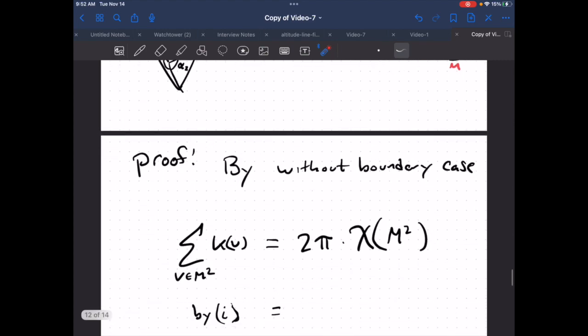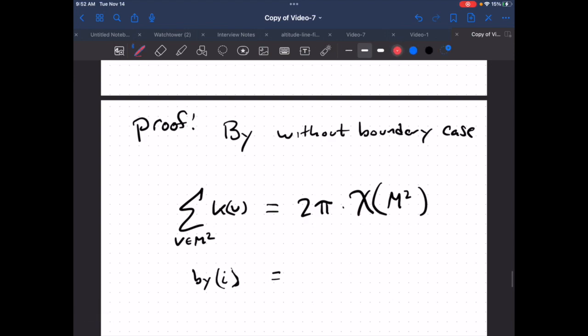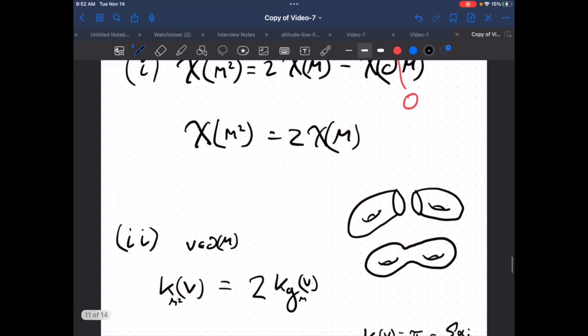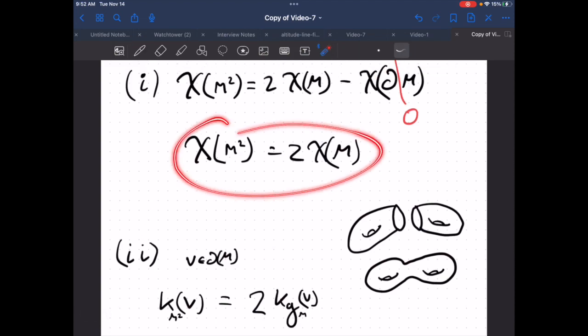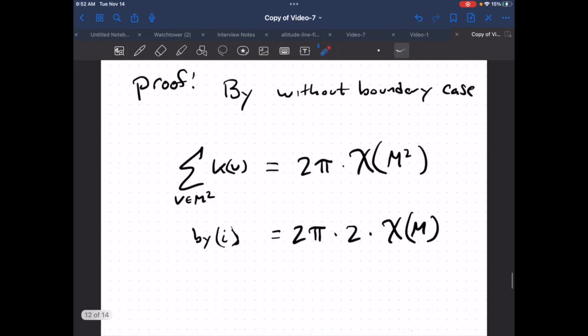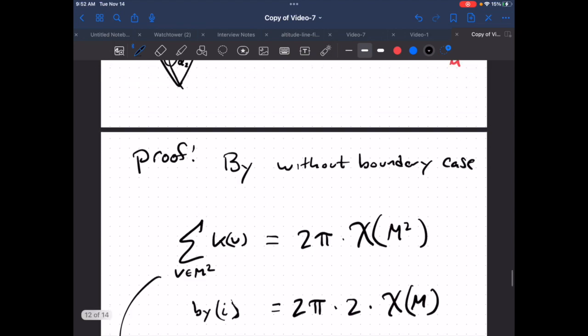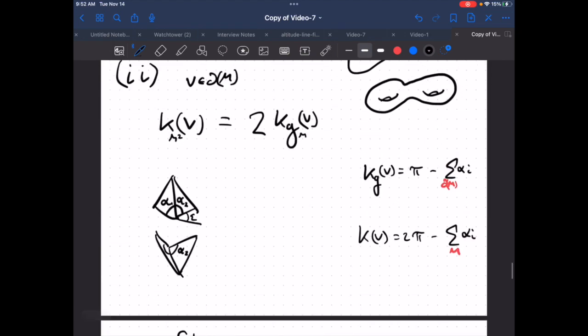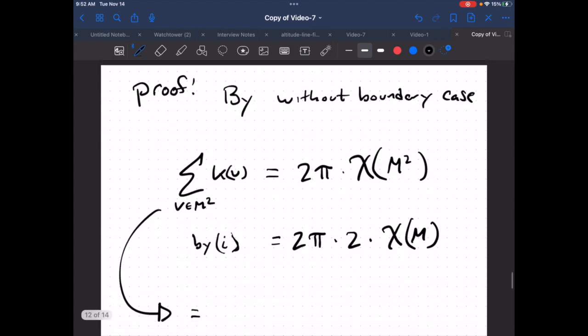All right, so we're ready for our proof. So this is what we want to prove. By 1, the right-hand side will give us 2 pi times 2 times the Euler characteristic of M. So this is using this fact here. And then on the other side, we're going to use the fact that our Gaussian curvature on our glued manifold is twice the geodesic curvature on the boundary.